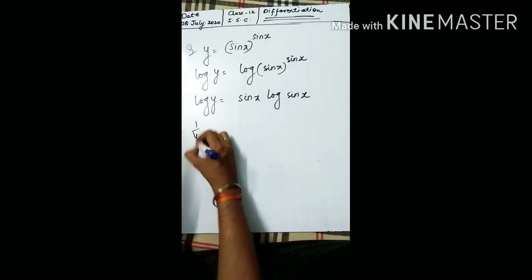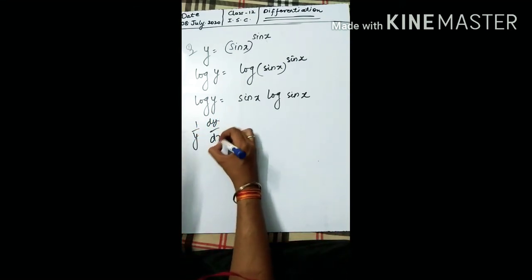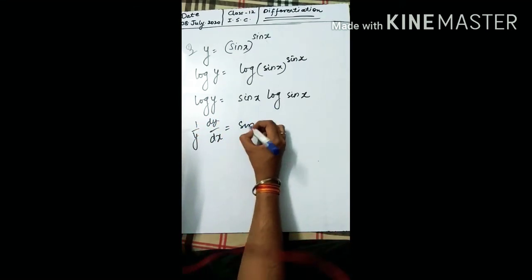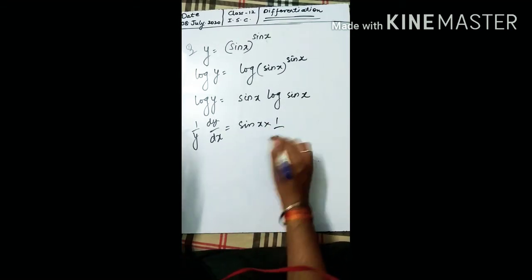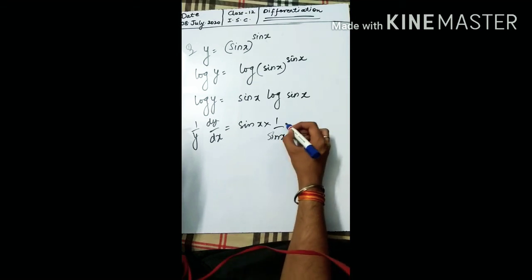How? 1 upon y dy dx is equal to, keep sine x as it is, differentiation of this is 1 upon sine x, and sine x is what?